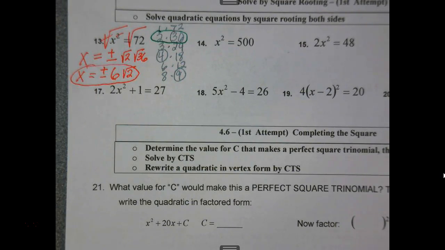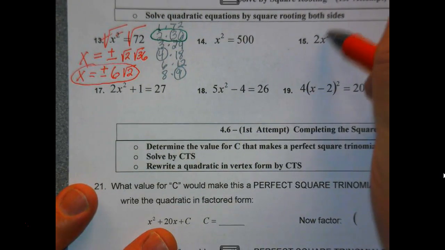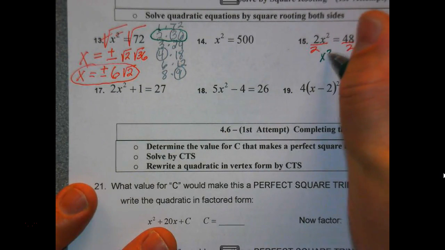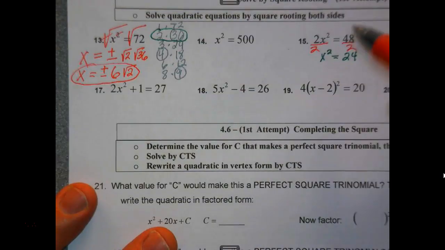Okay, what am I doing now? Number 15. Have to get the x squared by itself. So I'm going to divide by 2 first. I get x squared equals 24. Have to take the square root of both sides. Again, going to have to find the largest perfect square that's a factor of 24.